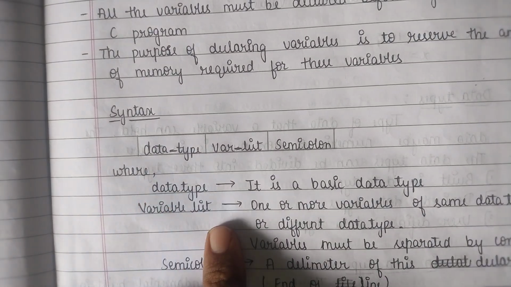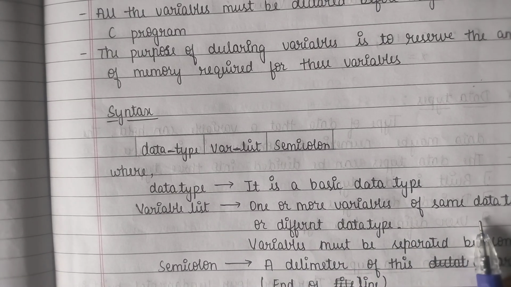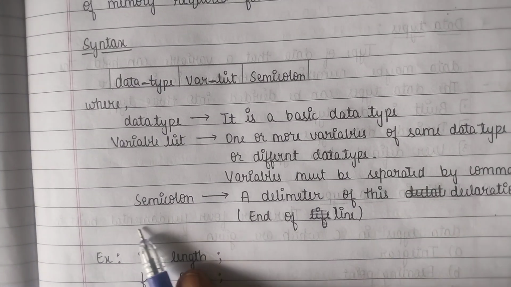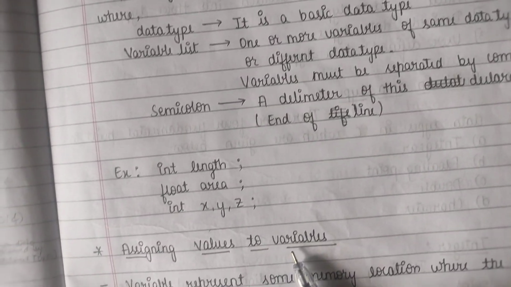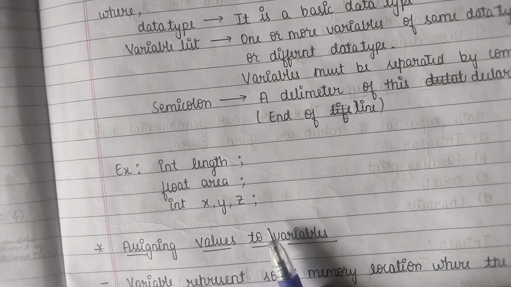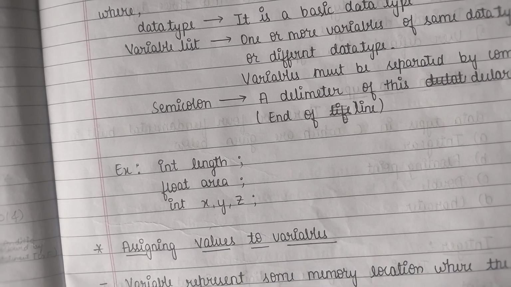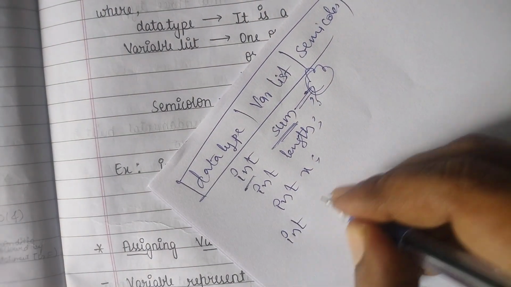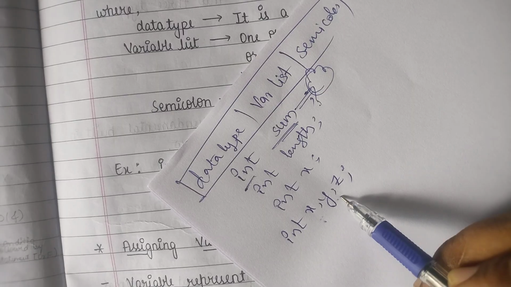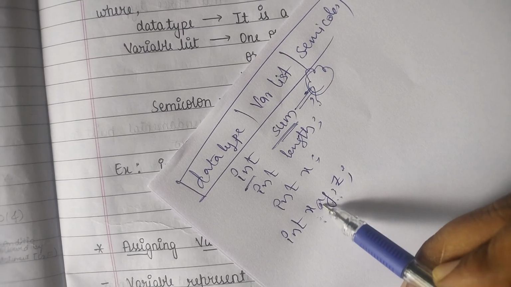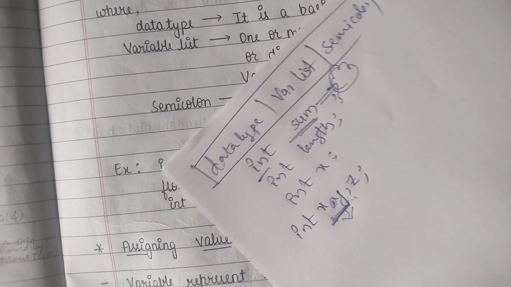Now, in the general syntax, the data type is nothing but a basic data type, and the variable list is one or more variables of the same data type that you can declare, and at the end of the line the semicolon is compulsory, a delimiter of this declaration. Now these are some examples: int length, float area, int x, y, z. The most important thing is that whenever we are declaring more than one variable, it is compulsory to use the comma to separate the two variables. So the comma is called a separator. If we are not using this comma, then our compiler can consider xy a single variable. So to separate the variables we should use a comma.